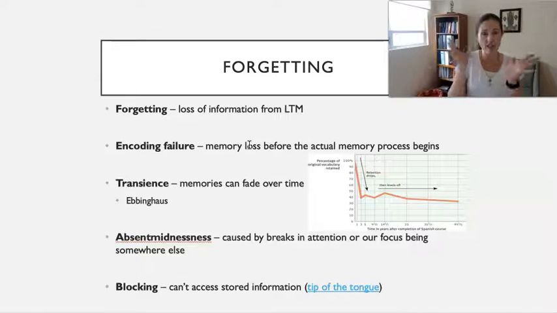So there are 7. Encoding failure is one. Forgetting is another. This is loss of information from long-term memory. It might still be in your memory somewhere, but basically you've lost a means to find it. You've lost the path to that memory. Transience is when memories fade over time.